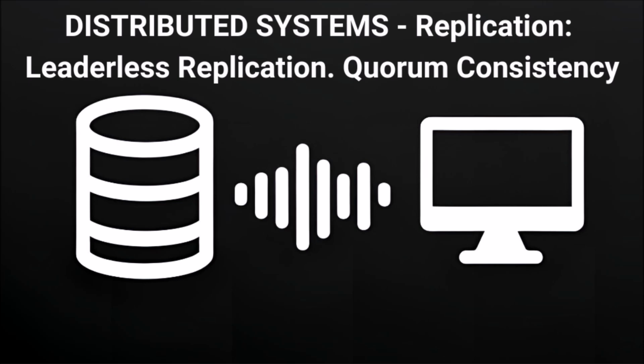Then W is the write quorum. It's the minimum number of nodes that have to confirm a write worked before you tell the client, okay, it's written. Okay, W for write success. Yeah, and R. R is the read quorum, the number of replicas you need to contact and get a response from when you're doing a read.